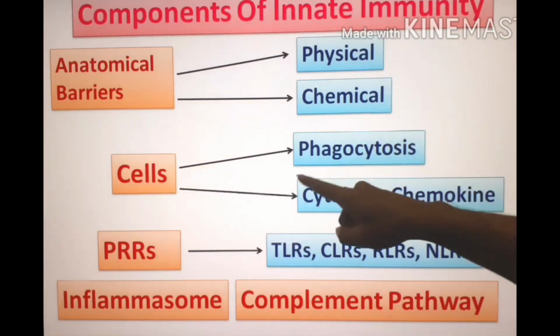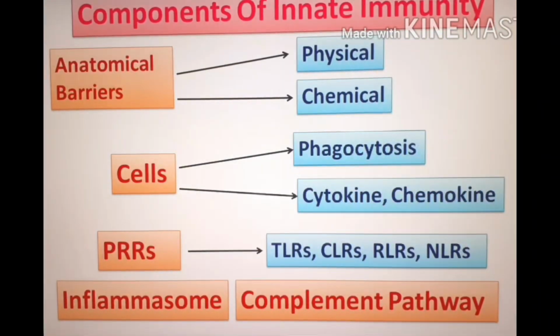There are cells of innate immunity: macrophage, neutrophil, NK cell, basophils. These cells actually perform two important functions. One is phagocytosis, and the other is production of cytokines and chemokines. The cytokines produced by these cells are mainly IL-1, IL-6, IL-18, IL-12 and TNF alpha. Chemokines are molecules that attract immune cells to the site of infection.